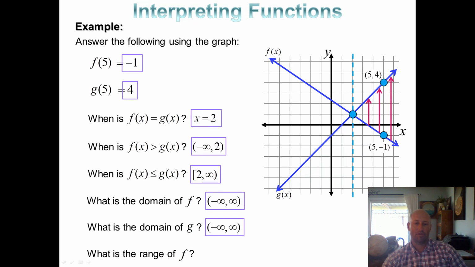Okay, now it's asking for the range of f. That means how high and how low will it go? Well, it's still going to go up forever, and it's going to go down forever, just like it's going left forever and it's going right forever. So the range here is negative infinity to infinity. Okay, so that's for all linear functions except for horizontal lines. Because those don't go up and down forever because they're flat. They stay constant. That's why they're called constant functions.